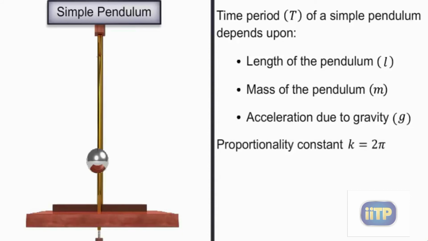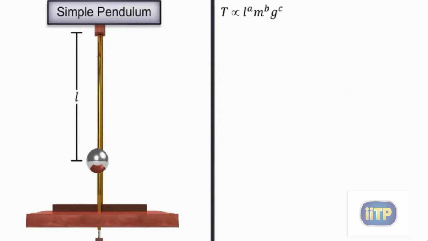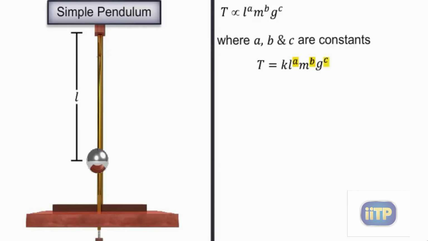We assume that the time period is proportional to L power A, M power B and G power C, where A, B and C are constants. Replacing the proportionality symbol, we get a constant k. Hence, the time period is equal to k into L power A, M power B, G power C. We now need to find the values of A, B and C using dimensions of the physical quantities on both sides of the equation. The dimensional formula for time is T.